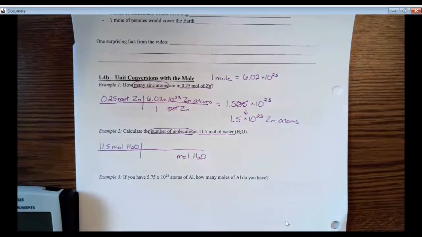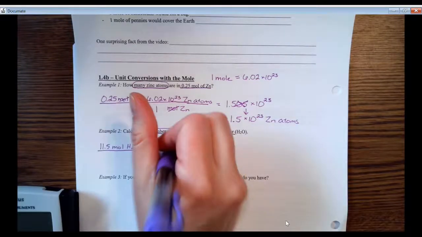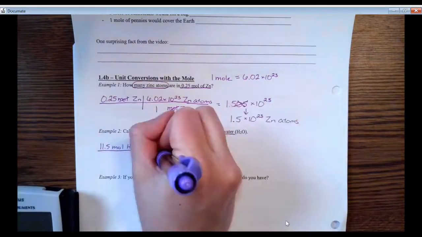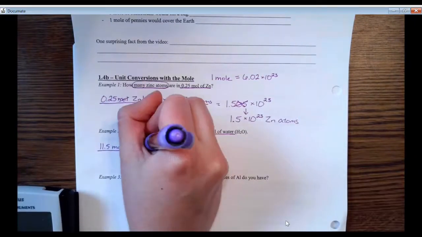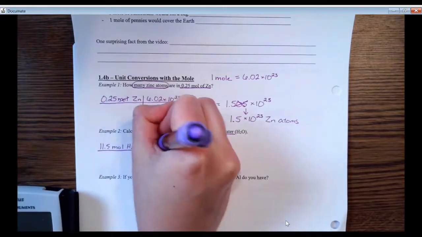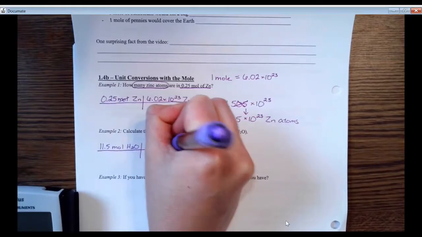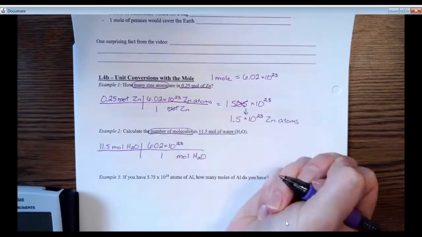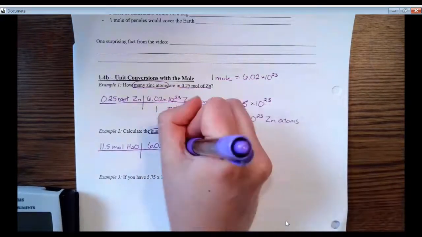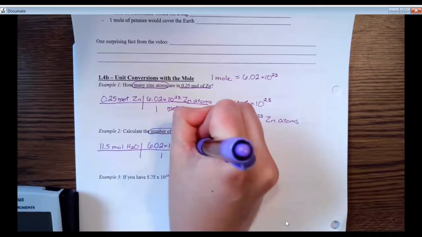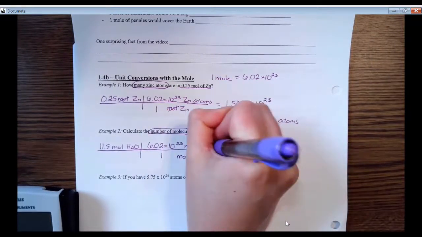So in this case, instead of going to atoms, we're going to go to molecules, but I'm still going to use Avogadro's number to get there. So if we think about this conversion factor, 1 mole goes on the bottom, and then Avogadro's number goes up on top. Remember, we stack our conversion factors, one on top of the other. And this one's going to be molecules of water, H2O.